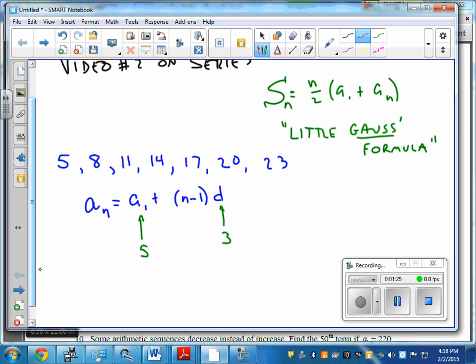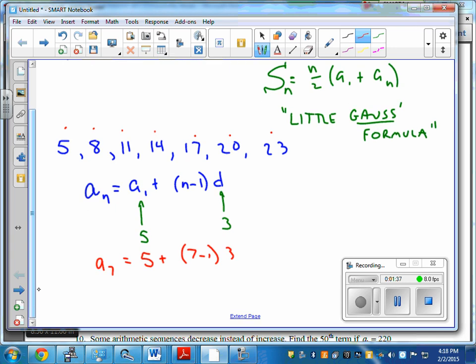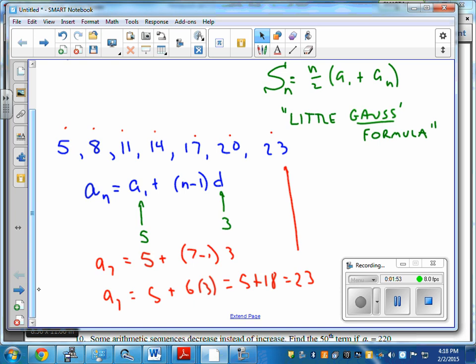For example, let's see, 1, 2, 3, 4, 5, 6, 7. If we wanted the 7th term and we didn't know it, we could go 5 plus 7 minus 1 times 3. So the 7th term is 5 plus 6 times 3, which is 5 plus 18, which is 23. Okay, so that does allow us to find any term in the sequence.